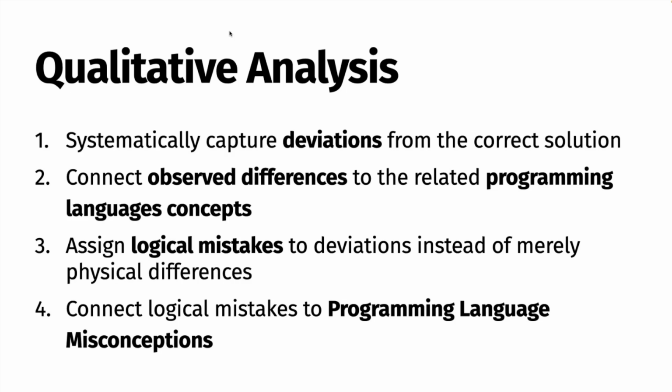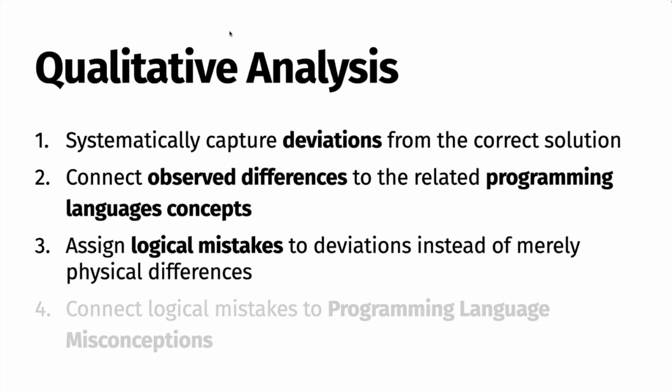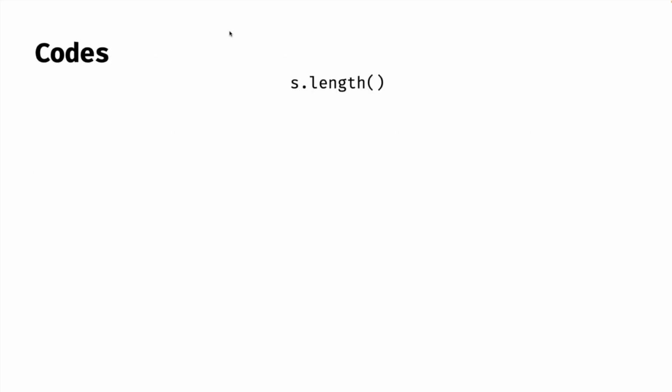Then we need to connect these differences to the actual programming language concepts. Then we need to take these concrete deviations and assign some form of higher level logical mistakes to them. And finally, we connect them to a language misconception. For this presentation, we're going to focus only on the first 3 points of this analysis. So let's see how we coded our deviations.